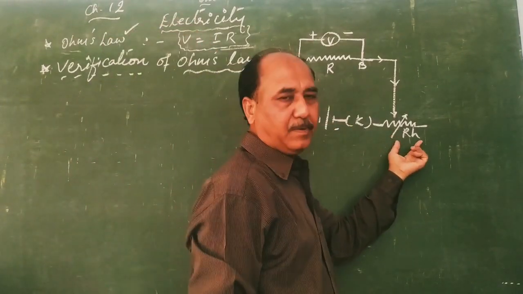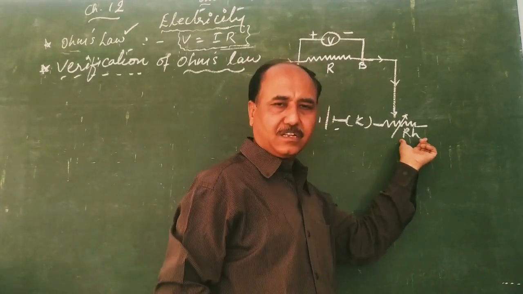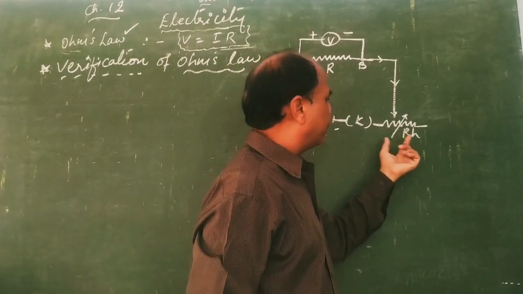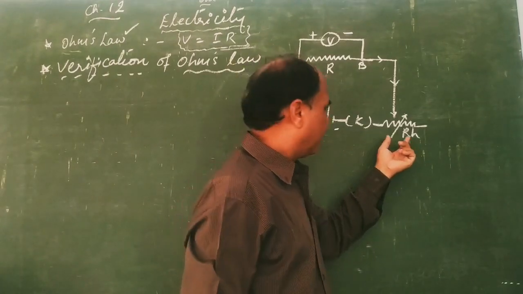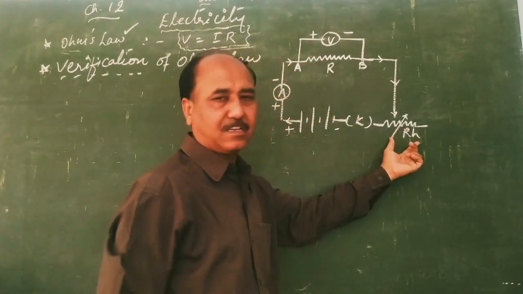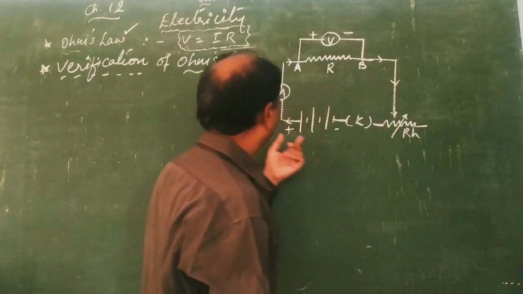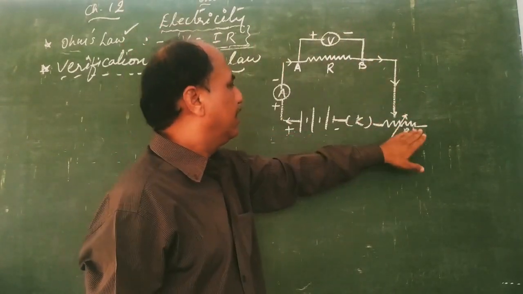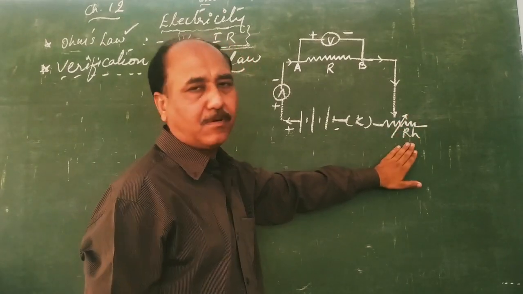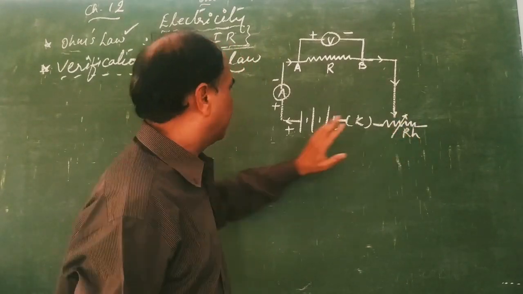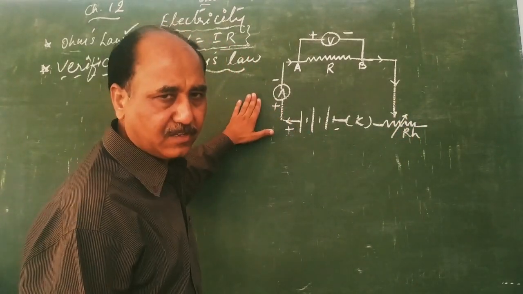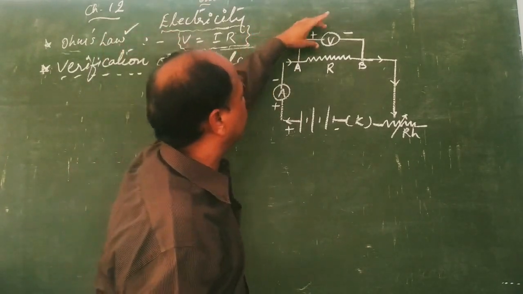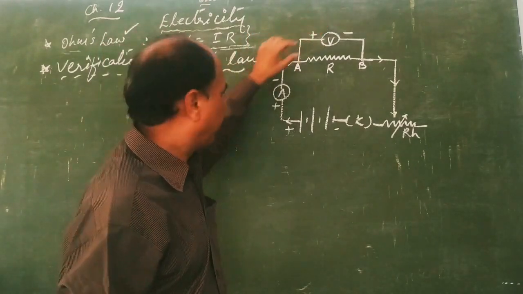This is a variable resistor. The role of the variable resistor is to change the amount of current flowing through the circuit here. When you change the variable resistor, the amount of current will also change, and this will change the voltmeter reading also.